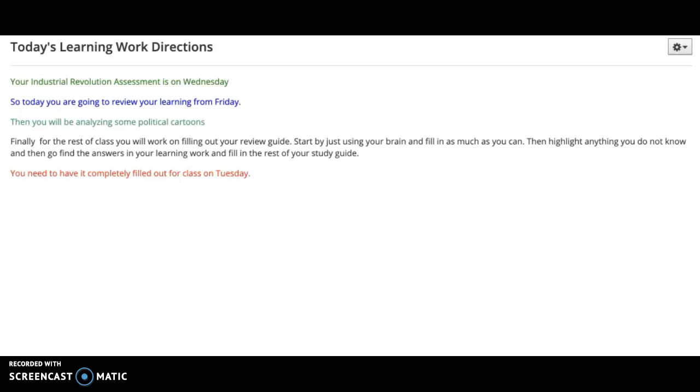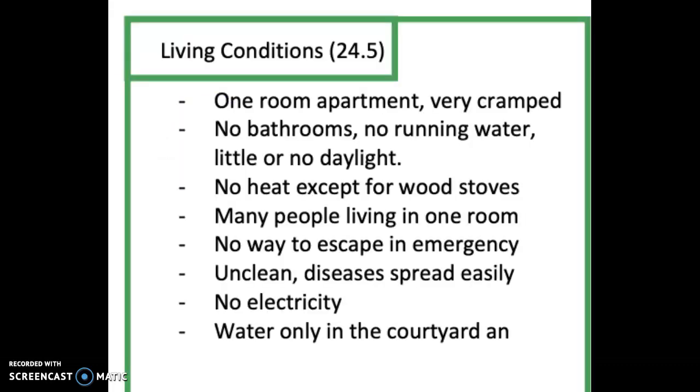So go ahead and open up your graphic organizer and check out your information. You started out reading about living conditions and also looking at those images of tenements. Basically tenements are kind of like slum apartments. They're one-room apartments for the whole family. They're very cramped. Most of them have no bathrooms or running water, no windows, so they have little or no daylight. So if they wanted light, they had to either light candles or lanterns. They use little stoves for cooking and also for heat.